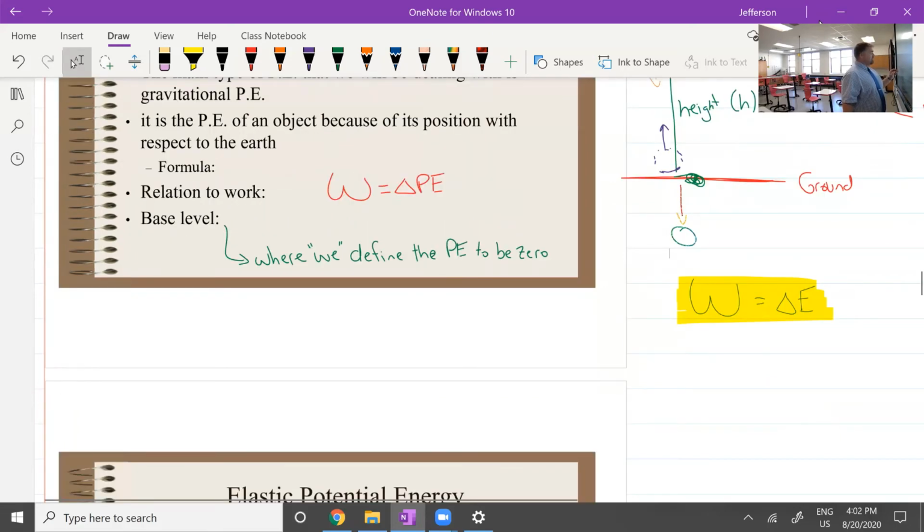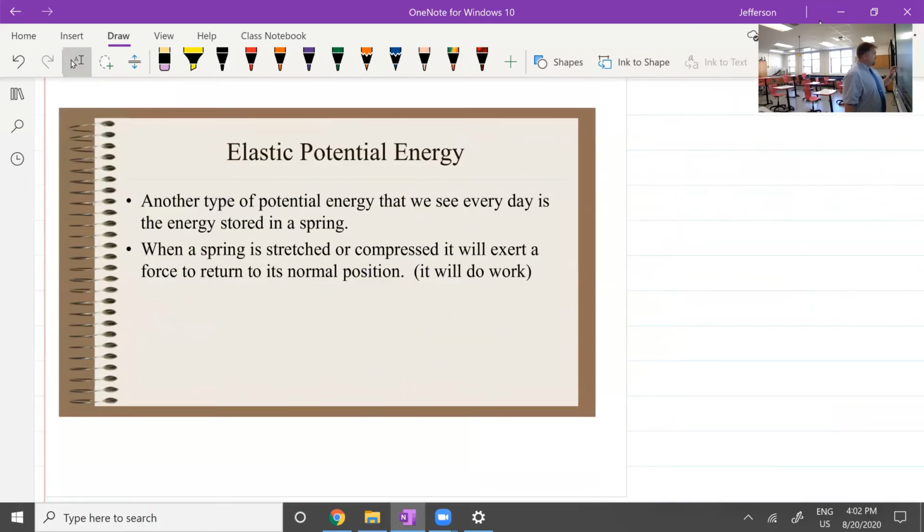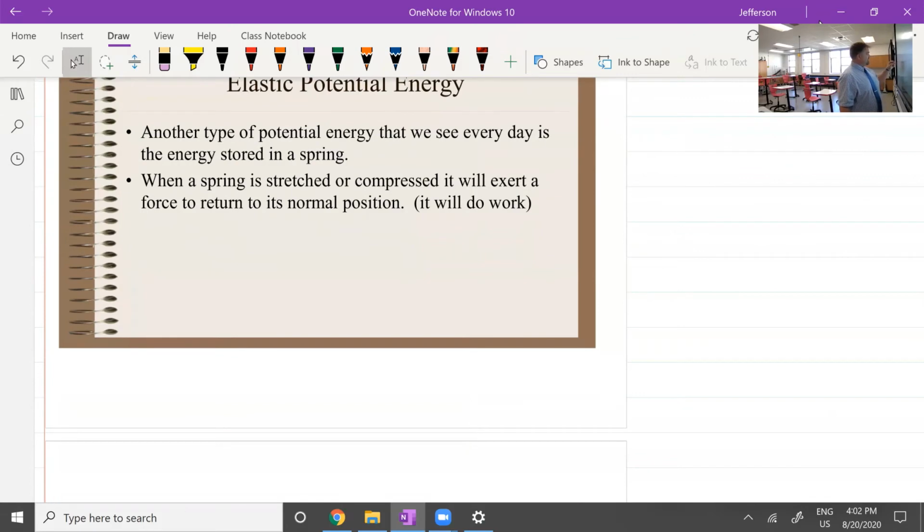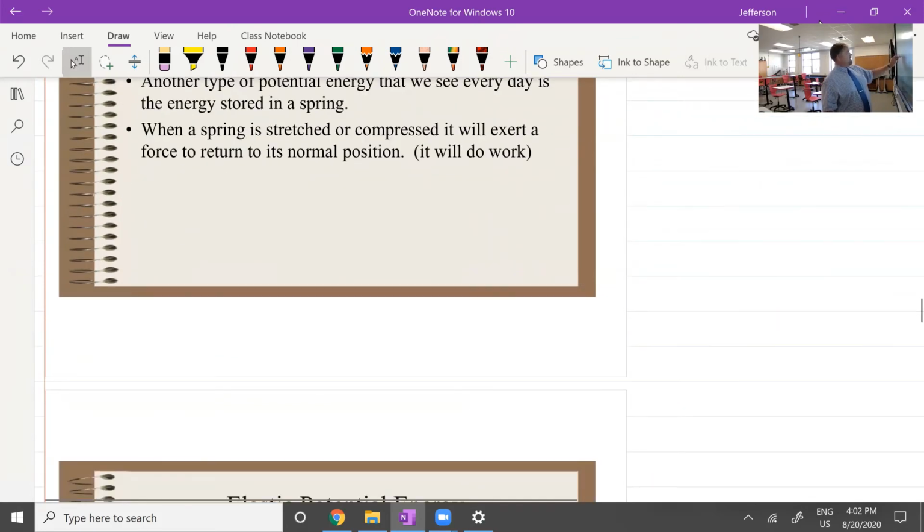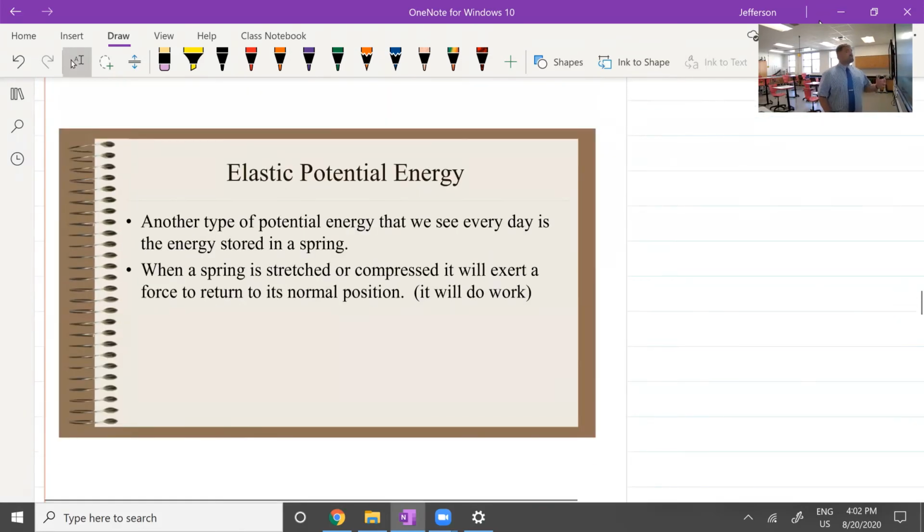Now, the other type of potential energy we're going to talk about is called elastic potential energy. This is energy that we see every day. It's what's stored inside a spring. I don't have one on me, but I'll get one tomorrow for class.